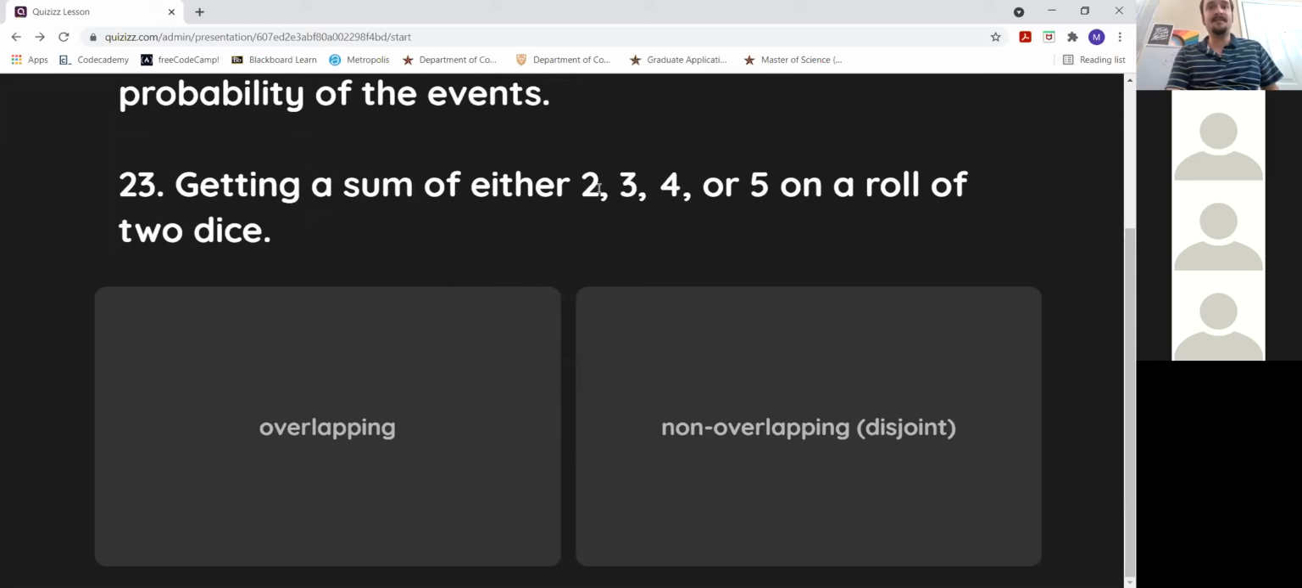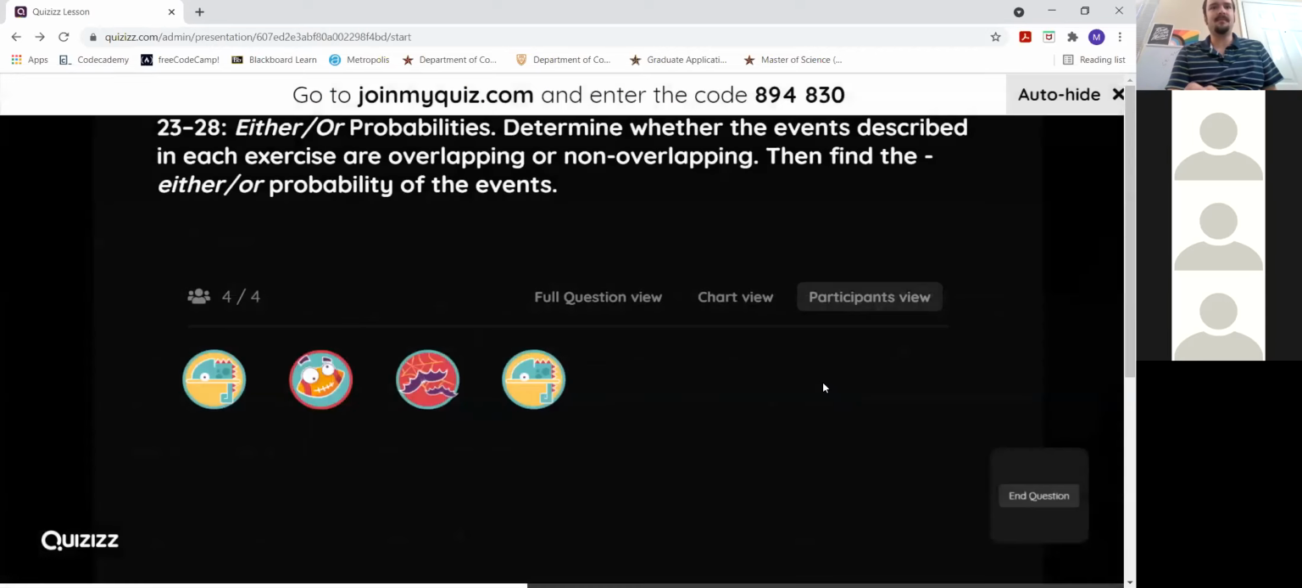So if we roll 2 dice, is it possible that we have both a sum of 2 and a 3 at the same time? Both being sums? Yes. If we roll 2 dice, is it possible that they're going to sum to 2 and sum to 3 at the same time? Oh, okay. That makes sense. Yeah, it should sound kind of silly, hopefully. So can they happen at the same time is what we're talking about.